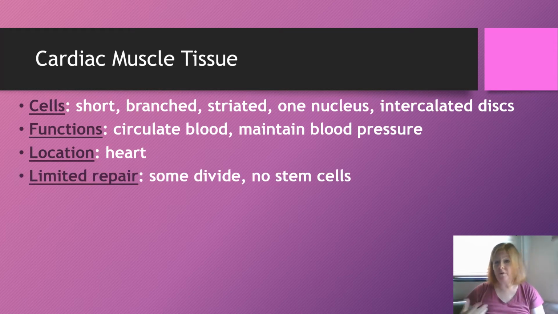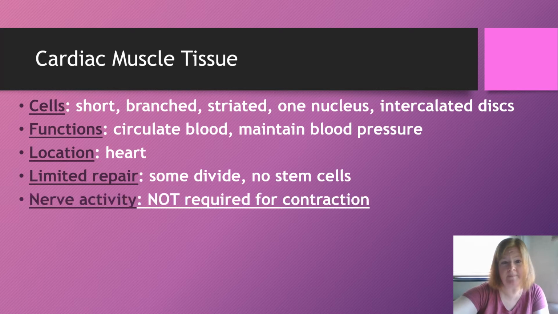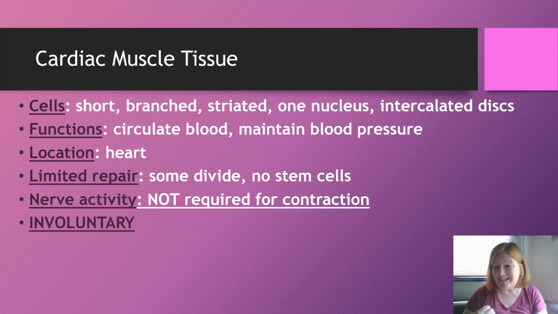It has limited repair, again, similar to skeletal muscle. So some divide, there are no stem cells, okay? So if your heart gets damaged, it's a limited possibility of repair. Nerve activity is not required for contraction, so it just happens through an electrical conduction system, which we will talk about. And cardiac muscle tissue is involuntary, means outside of your conscious control.